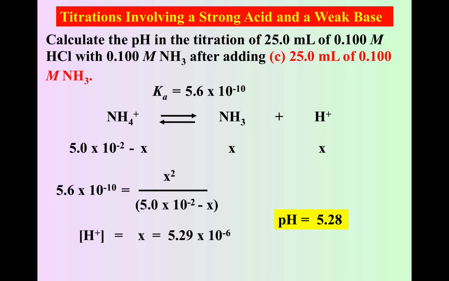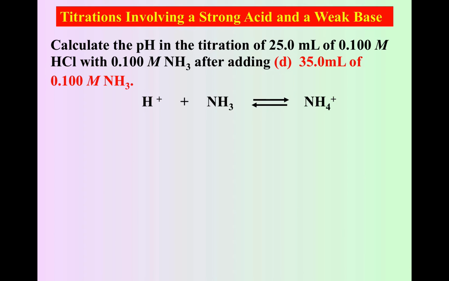All right, so the pH at the equivalence point of a strong acid being titrated with a weak base is in the basic range. Oh, I'm sorry, in the acidic range because of the conjugate acid, right? The ammonium ion. All right, so in the acidic range. All right, and D, the last one.